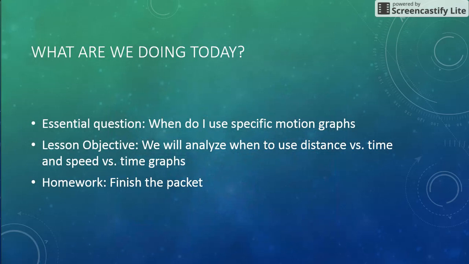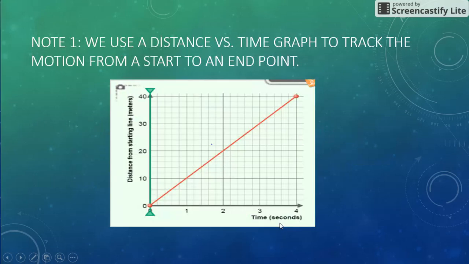What are we doing today? Our essential question is, when do I use a specific motion graph? Our lesson objective is we will analyze when to use a distance versus time and a speed versus time graph. And our homework, as always, is to finish the packet.